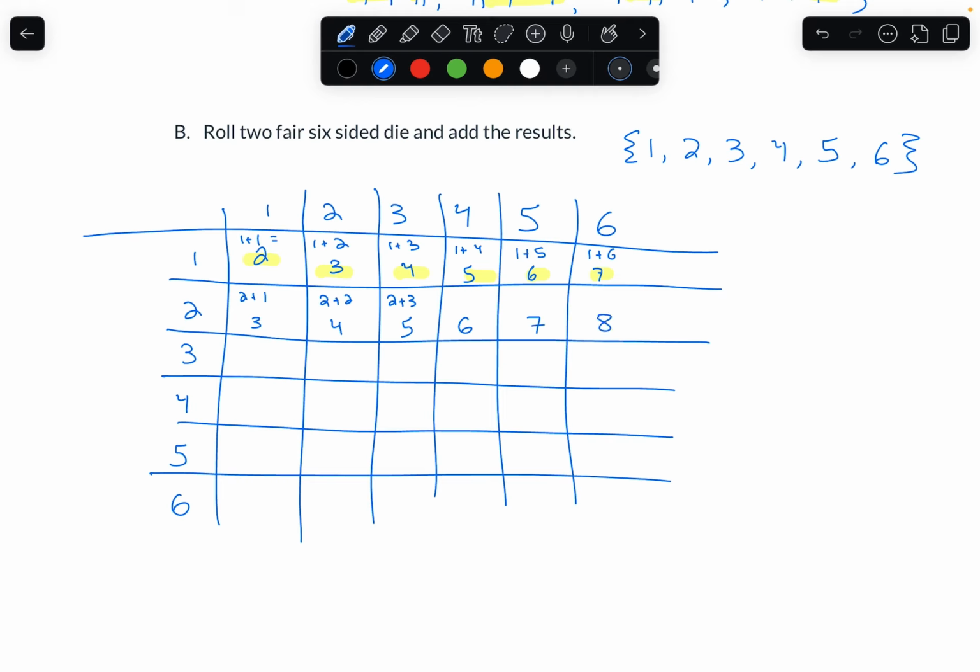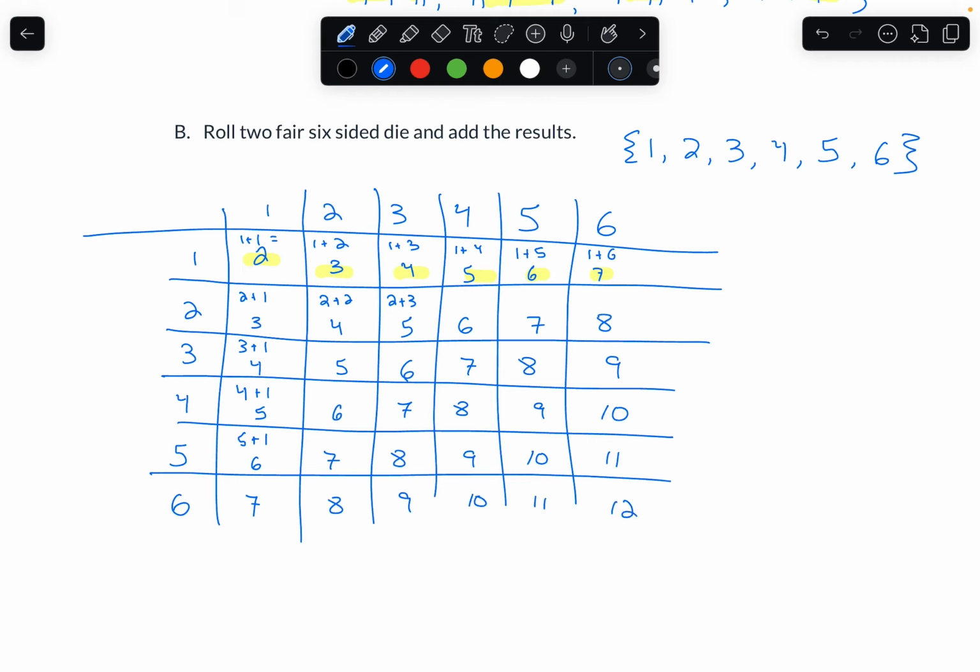Moving down to the next row, 3 plus 1 is 4. And if I look, every single time I move to the right, I'm just adding 1. So 4, 5, 6, 7, 8, 9. Move down to the next row, 4 plus 1, 5, 6, 7, 8, 9, and 10. Down to the next row, 5 plus 1 would be 6, 7, 8, 9, 10, 11. 6 plus 1 would be 7, 8, 9, 10, 11, 12.